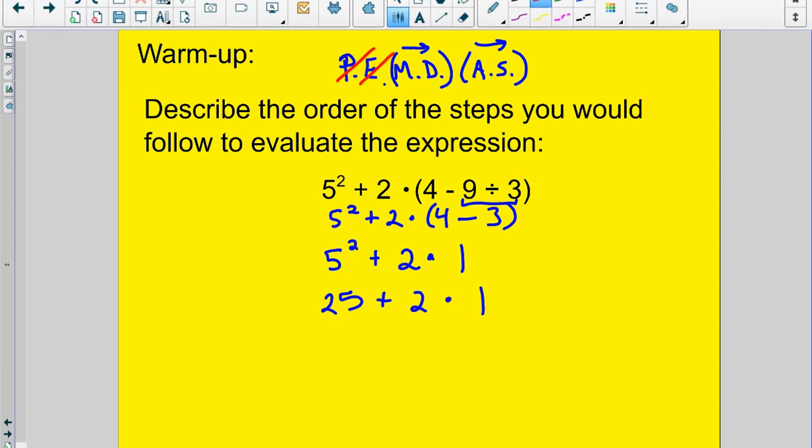Exponent step is complete. Next, we look for any multiplications or divisions, and we read it from left to right. There is a multiplication at the end, 2 times 1, which is just 2. That leaves us with 25 plus 2, which is 27. So the order that we followed was inside the parentheses. We did division first, then subtraction, because those were in the parentheses. Next, we did the exponent, then the multiplication, and last, the addition.